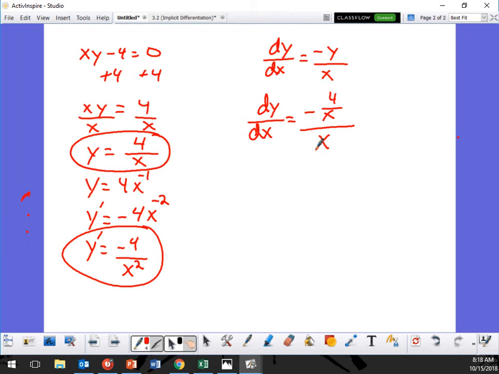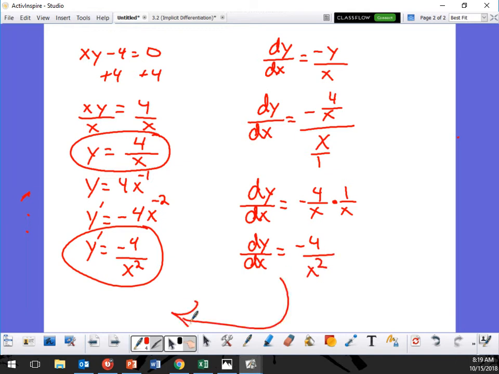So now I have a fraction over fraction, don't I? Yeah. So I'm going to turn this to be over 1. I cannot divide fractions. I always have to multiply by the reciprocal. So I'm going to flip over the bottom, right? So I'm going to get dy/dx is equal to negative 4 over x times the reciprocal, which is 1 over x, which is going to give me dy/dx is equal to negative 4 over x squared. Does that match over here now? Yes. So why do we need the implicit differentiation if we can do the second one?